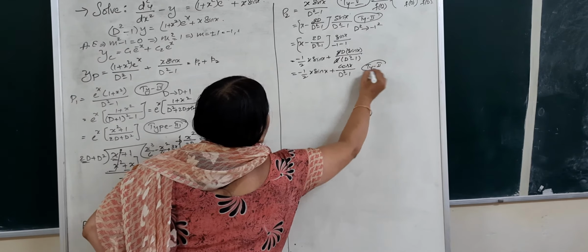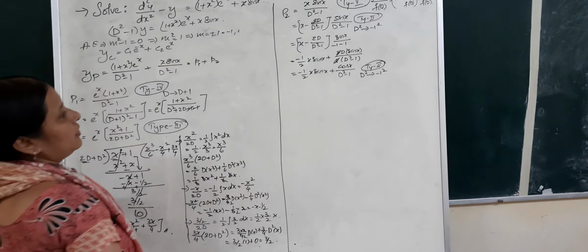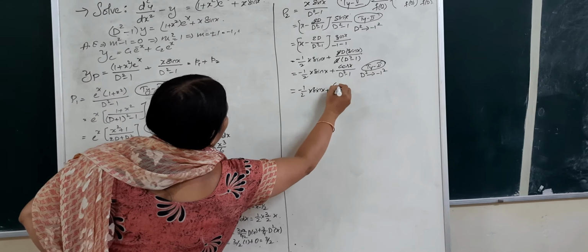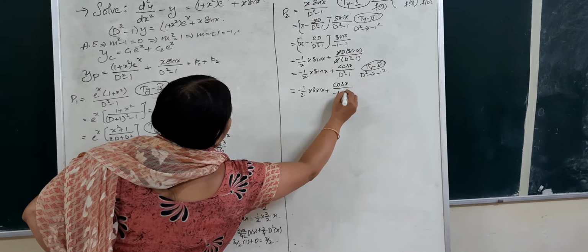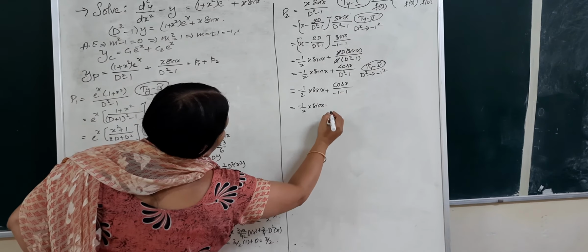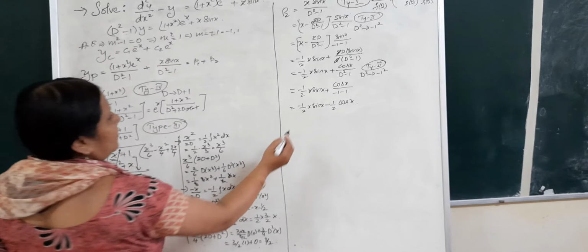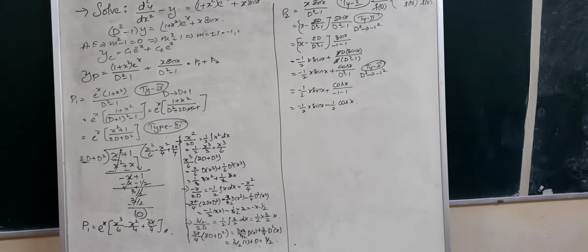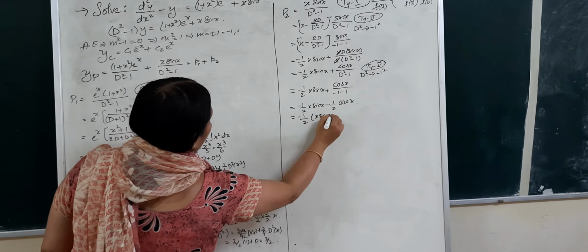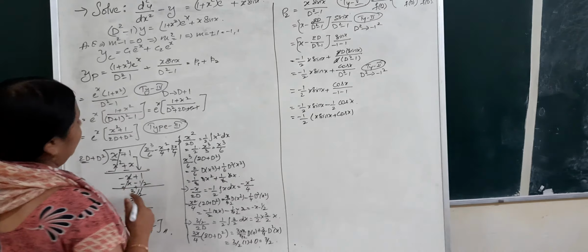Applying type 2 again, we have to replace D square by minus a square, that is minus 1 square. So we get minus 1 by 2 x sin x as it is, plus cos x divided by minus 1 minus 1, that is minus 1 by 2 cos x. So you can take out a minus 1 by 2 common from these two and put it in the simplest form: x sin x plus cos x. This is our P2.